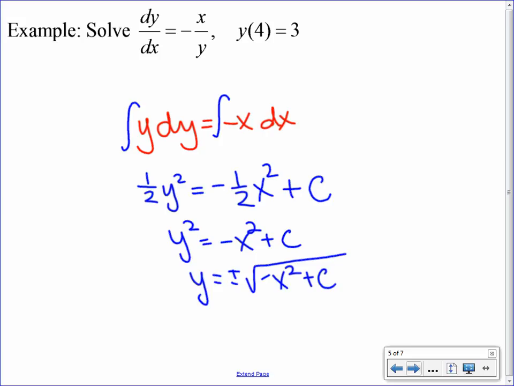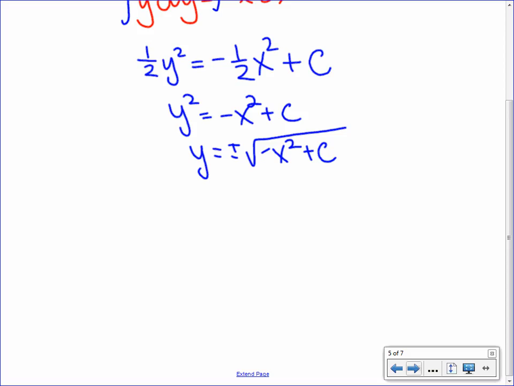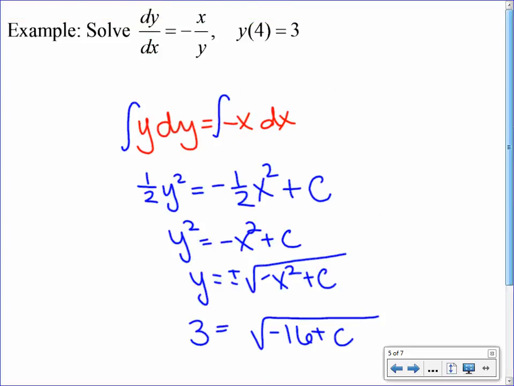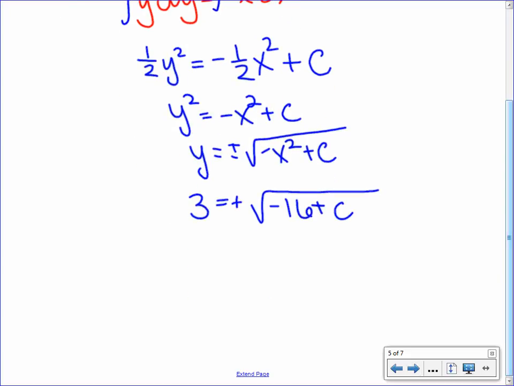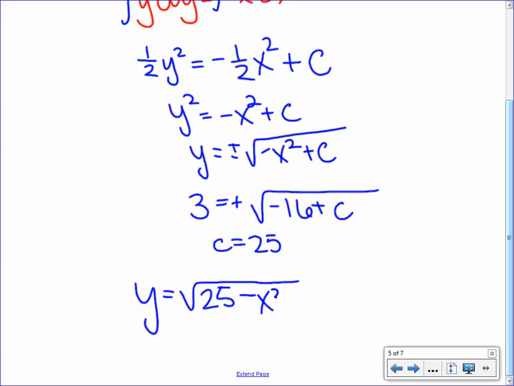Now, our initial condition is the coordinate (4, 3). So when x is 4, y is 3. Okay? Now, am I going to choose the positive or the negative? Positive, because y is positive. Right? So what's c? So y equals, in this case, a positive radical. I'm going to write it as the square root of 25 minus x squared.